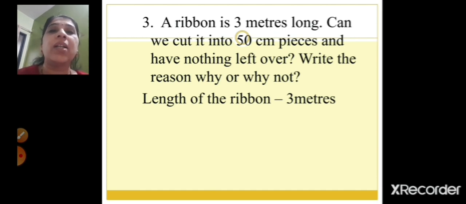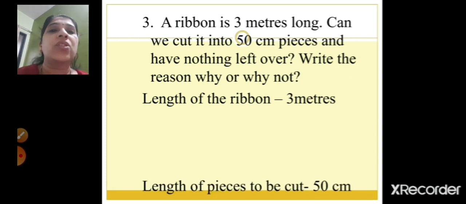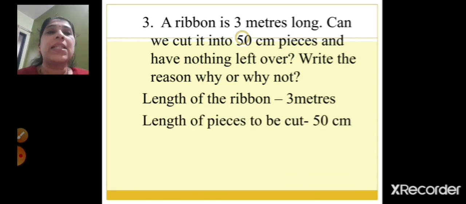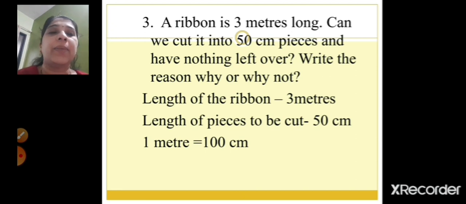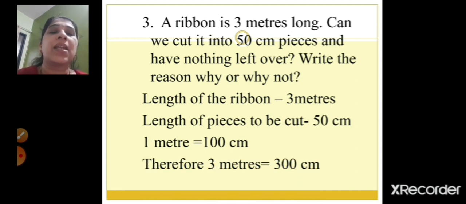So we have to convert meters into centimeter. So length of the pieces to be cut is 50 centimeter. So now 1 meter is equal to how many centimeter, children? 100 centimeter. So 3 meters is equal to 300 centimeter. So I hope students you have understood till this much. Since it is meters and we have to cut into 50 centimeter pieces, we are converting the 3 meters into centimeter. So 1 meter is 100 centimeter. So that's why 3 meters is equal to 300 centimeter.